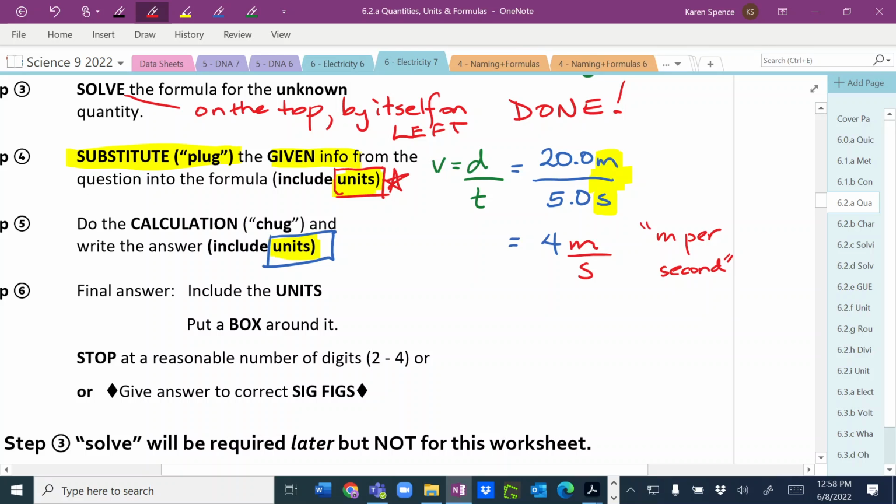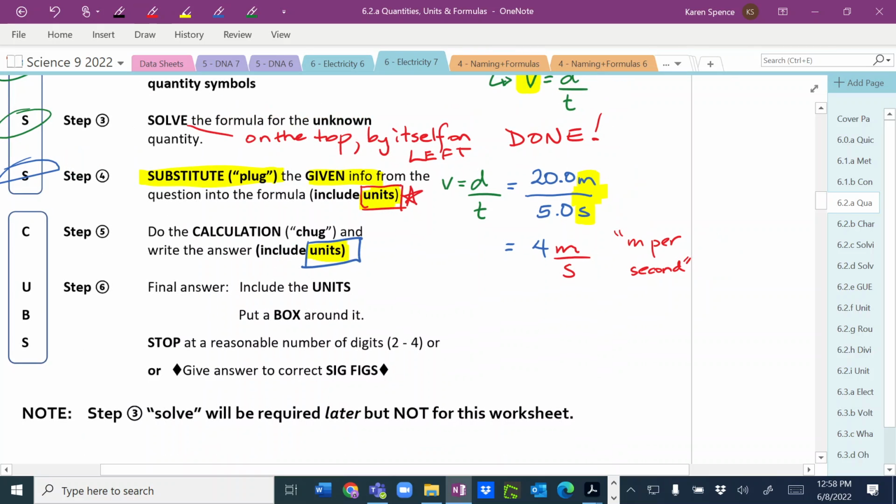At this point, you have now done the calculation. You have your units. Okay, that's the U is for units. Calculation, units. B is for put a box around it. Okay, so we're going to put a box around it and say, this is my final answer. It just makes it easy for whoever's looking at your work to see where your final answer is. Put a box around it.